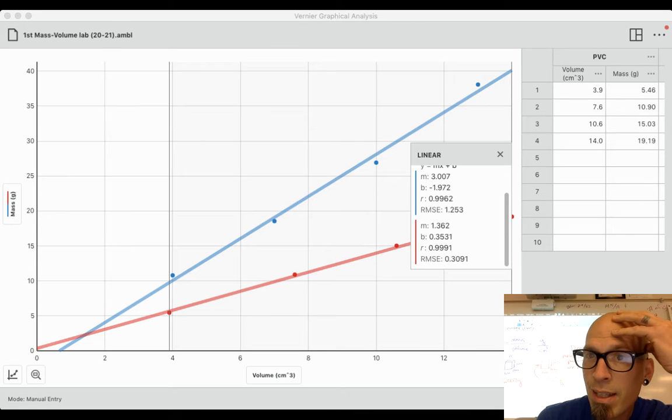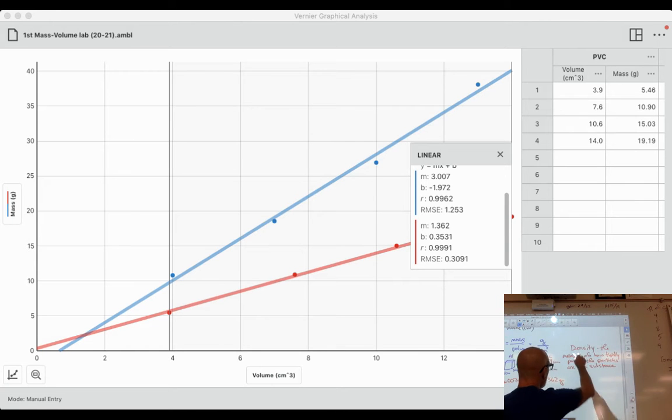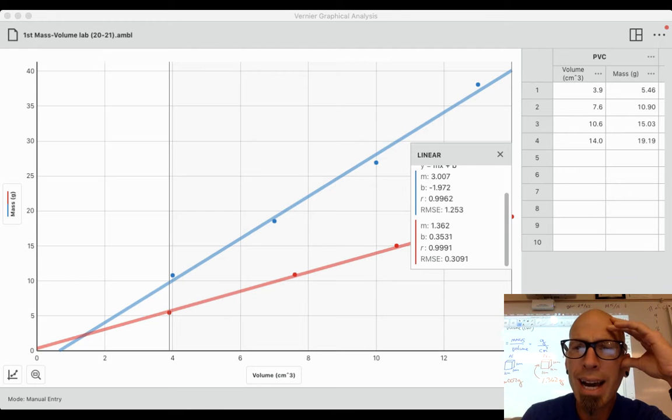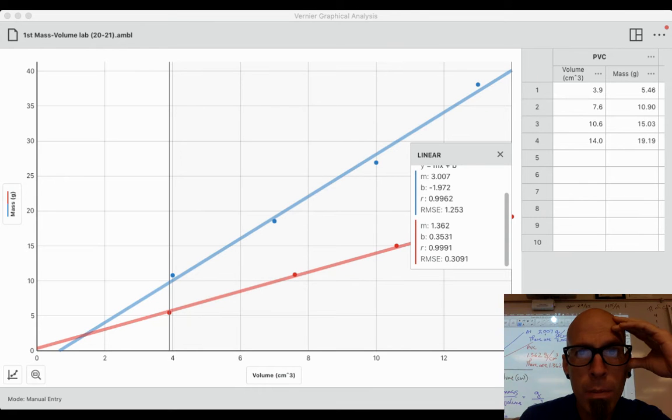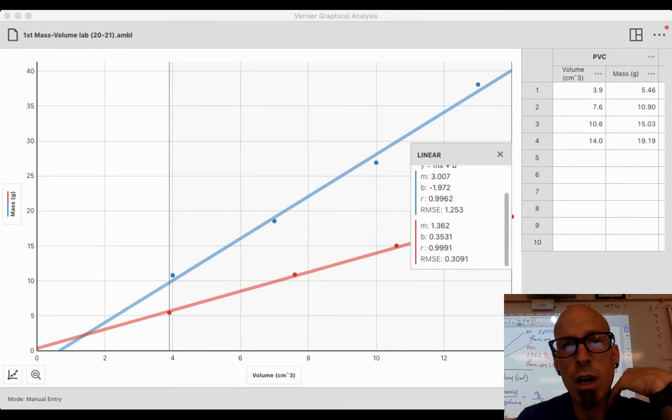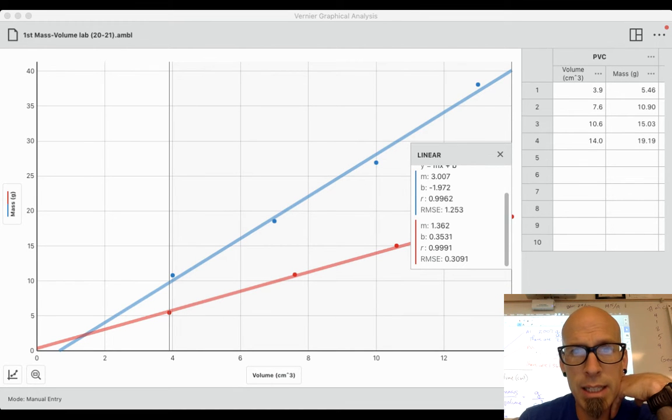So again, density, the concept definition, is the measure of how tightly packed the particles are in a substance. And so these numbers right here, these numbers are density. The slope of this graph is density. And so aluminum, based on my numbers, is like twice the density of PVC. More than twice, actually, based on my numbers.